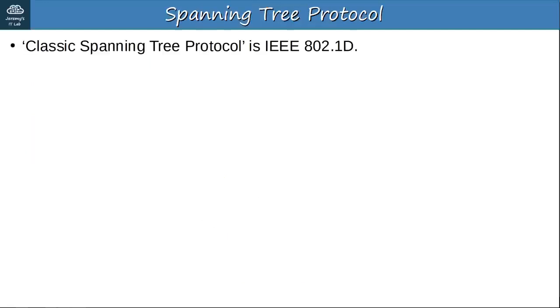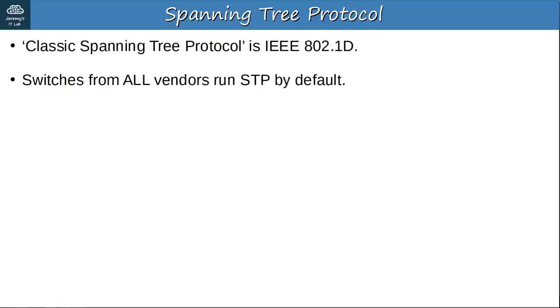So let's take a look at spanning tree protocol. What we now call classic spanning tree protocol is an industry standard protocol, IEEE 802.1D. This is the type of STP we will focus on in today's video. We will focus on the newer rapid STP later. Because it is so important to prevent layer 2 loops, switches from all vendors run STP by default. So you won't only find STP on Cisco switches.